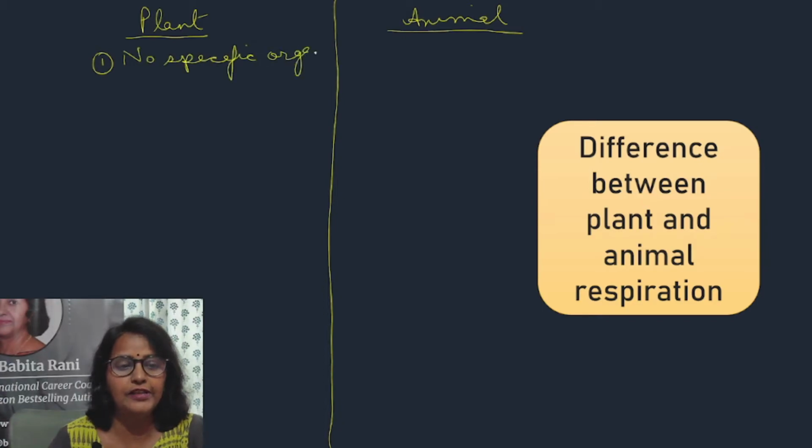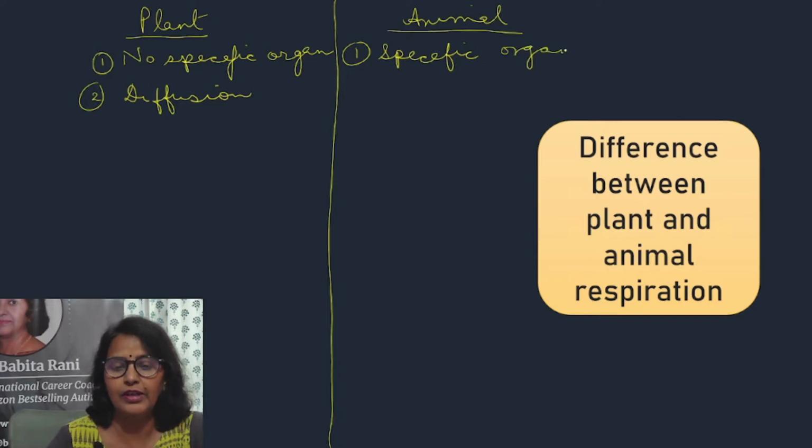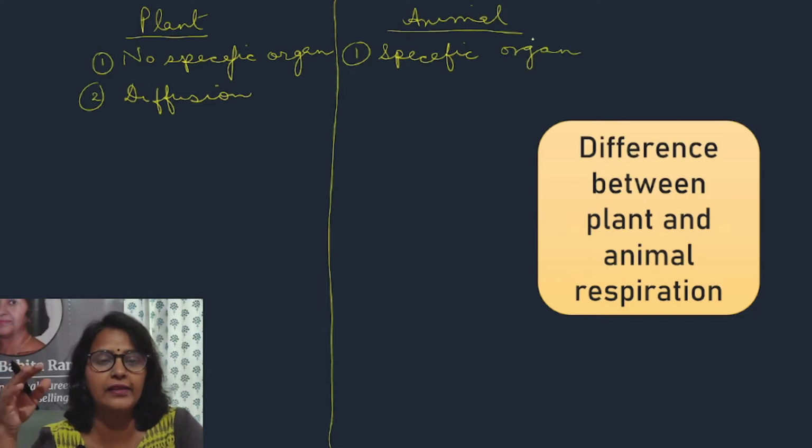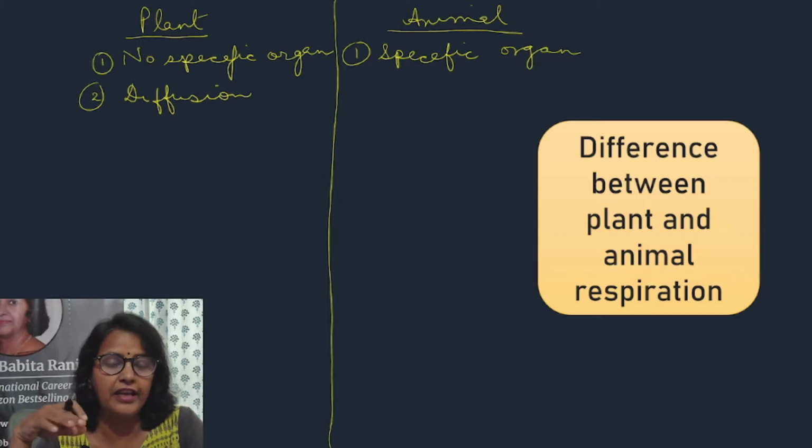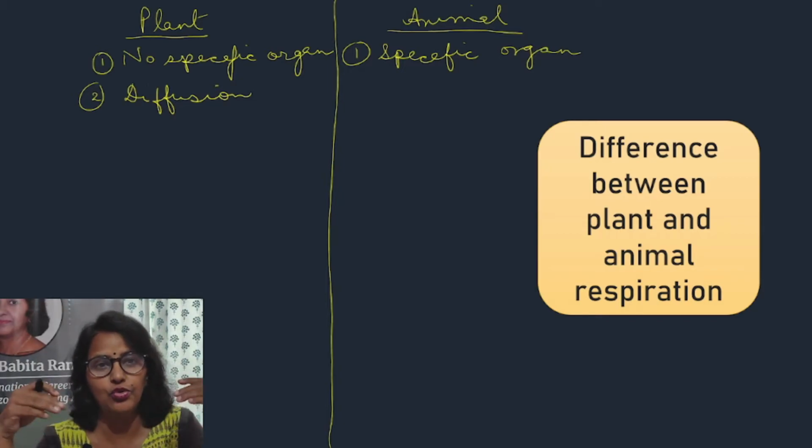Then how does it take place? It takes place by diffusion. We have specific organs in case of animals. We take in air through our nose, that passes through the nasal chamber, goes to pharynx, larynx, then reaches the trachea. From trachea it is divided into two bronchus, going to two different lungs.